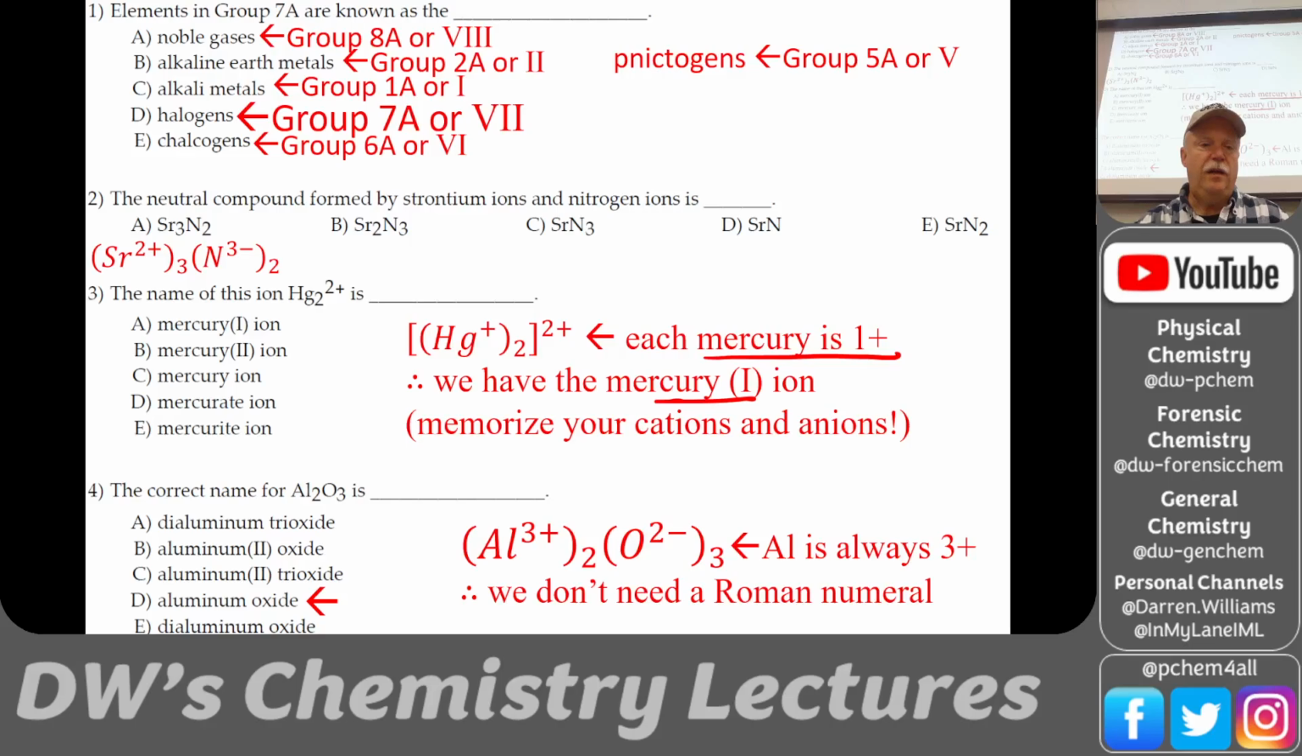Okay, and then the correct name for aluminum oxide here, this Al2O3. This is another one where you have the 3 and the 2. So the crisscross, we need 2 of the Al3+ and 3 of the O2-. Plus, aluminum is always 3+, so we don't need a Roman numeral.